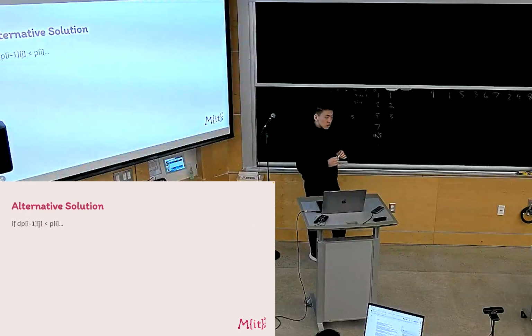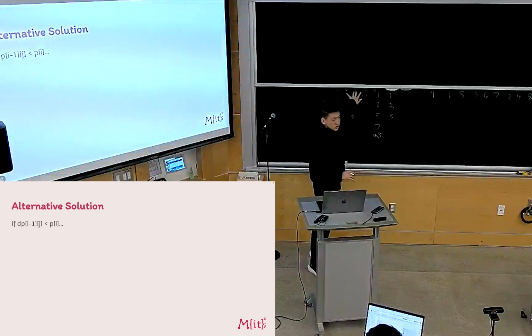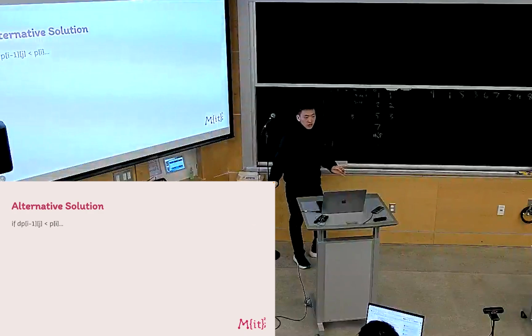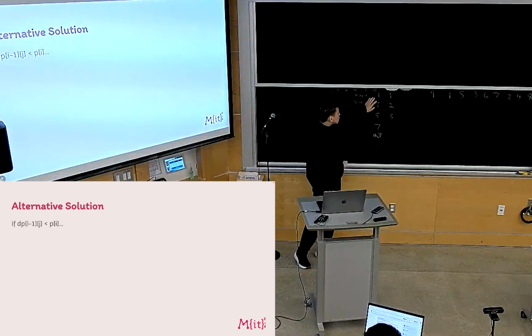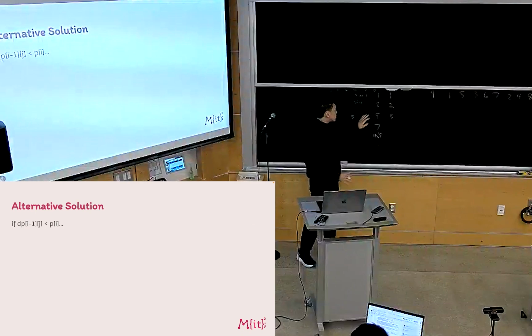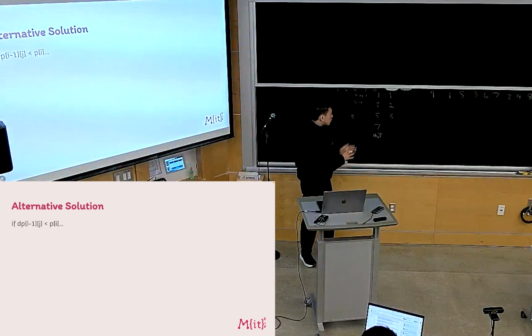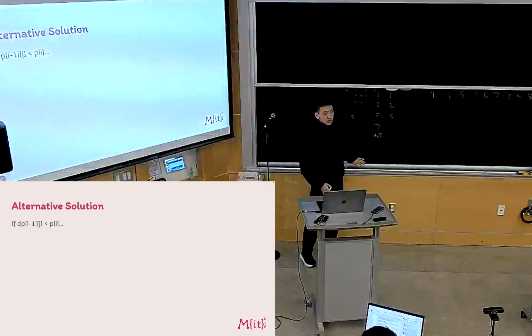What is DP of i, j? Suppose that you only have these first 4 values. What is the smallest possible last element of an increasing sequence of size j? So in this case, the smallest possible last element of a size 1 increasing sequence would be 1. For size 2, it would be 2. For size 3, it would be 5. And size 4 would be 7. And it's not possible to make a size 5, so we just set these to be infinity.